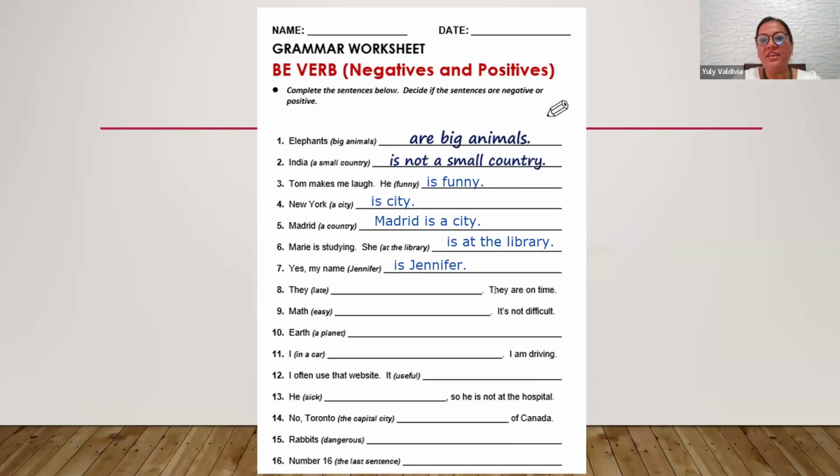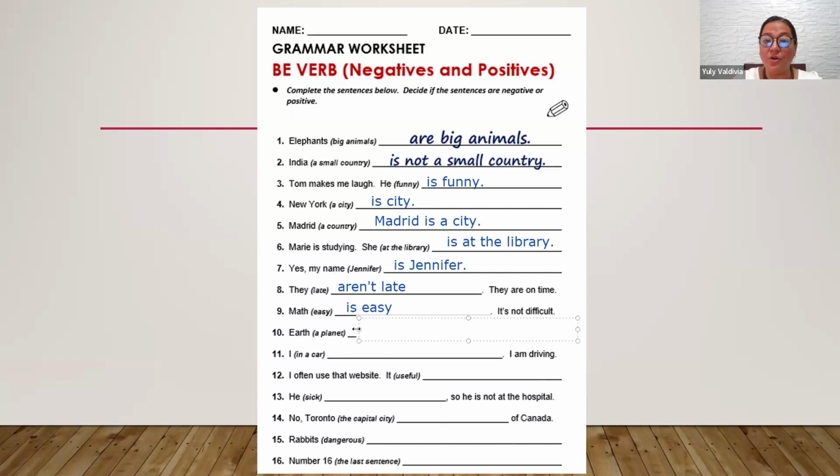They are on time. They are on time means están a tiempo, not están atrasados. So the negative form is the best alternative in this answer: they aren't late. They are on time. Math, easy. It's not difficult. So math is easy or isn't easy? Math is easy. It's not difficult.